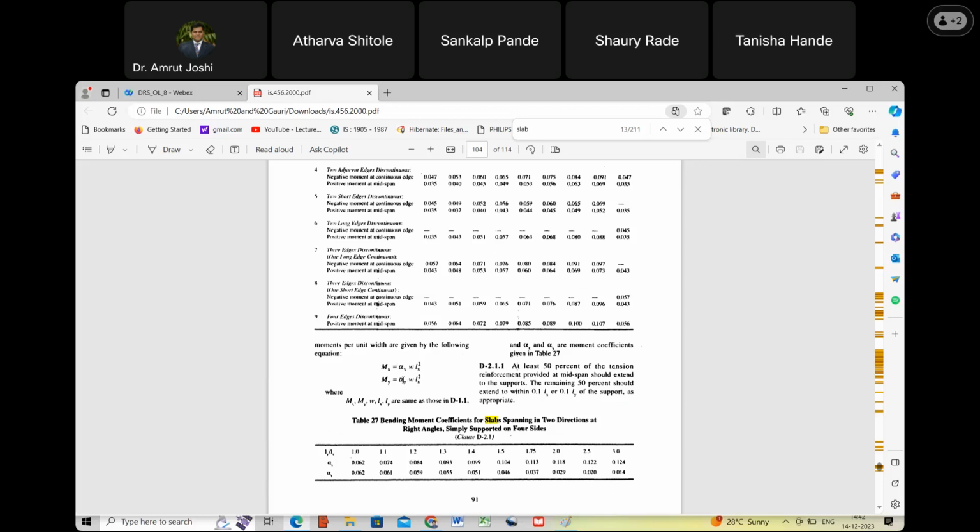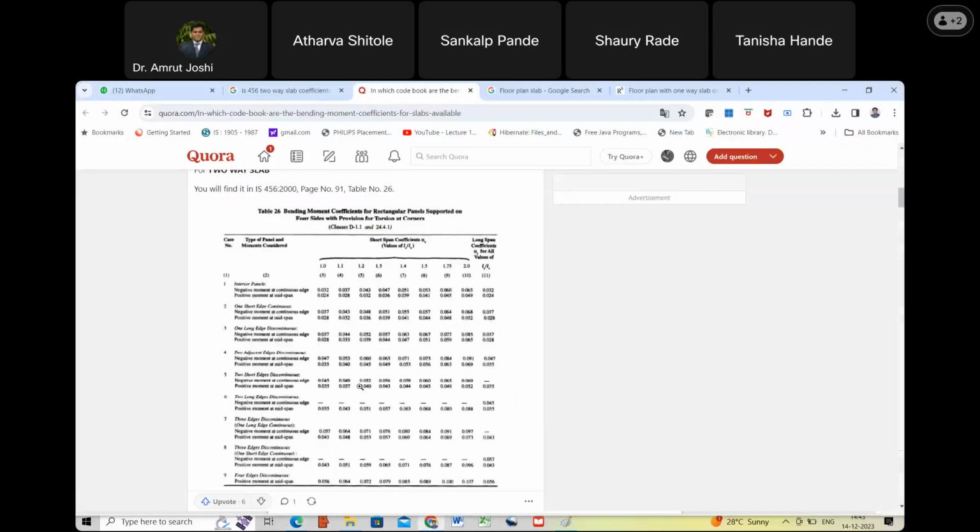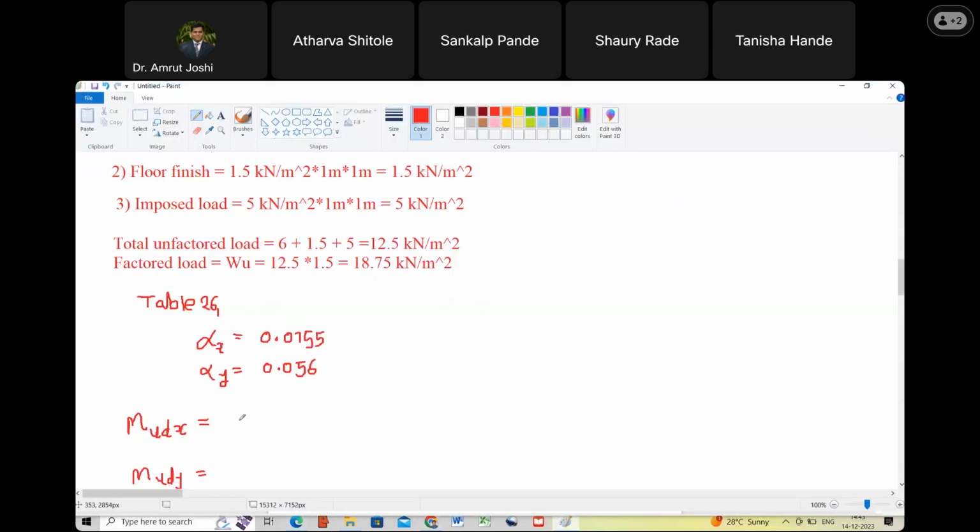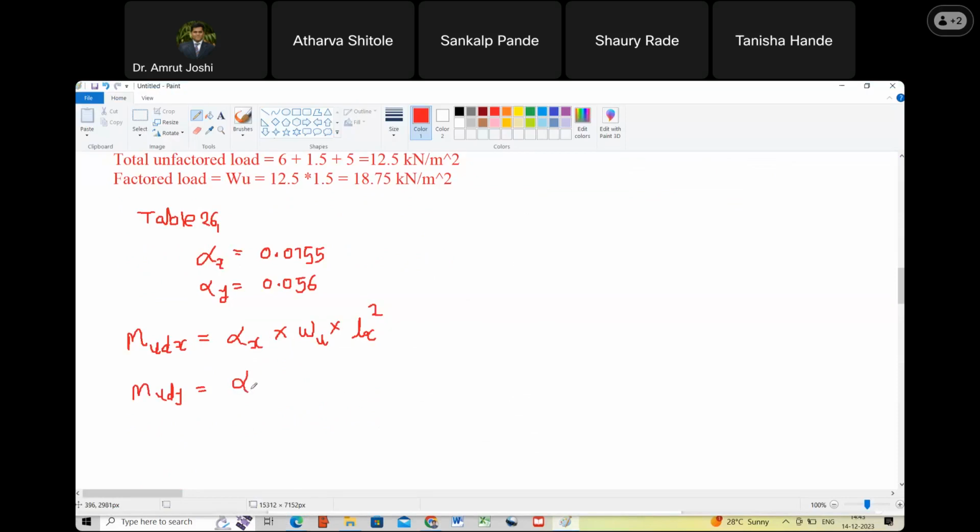In both, it is Lx square only. You have to understand this: there is no Ly here. Lx square itself. So let me write down this equation. It is equal to alpha x, see, multiplied by Wu multiplied by Lx square. Happy? Yes, sir. And this is alpha y multiplied by Wu into Lx square itself, not Ly square. Happy?